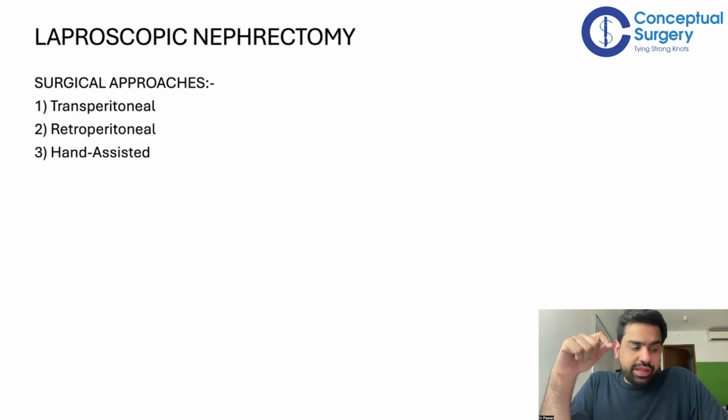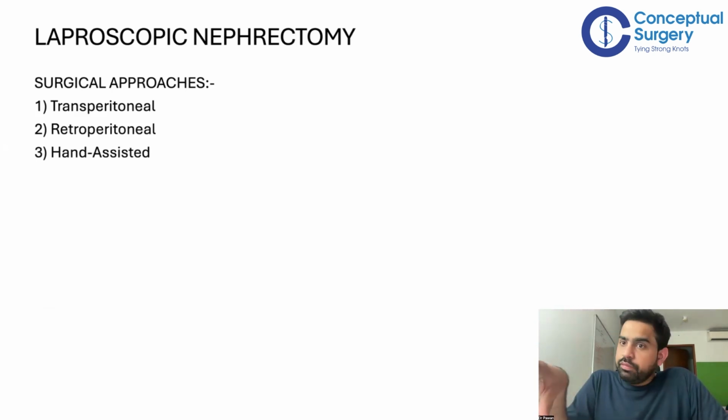Then there can be, let's say, some tumor on the kidney. Because of that, you might want to remove that particular kidney. Or let's say there is a donor nephrectomy. Somebody wants to donate a kidney to some other person. You have a choice to remove the kidney and give it to the other person, right? Now, all these are the indications for performing a nephrectomy.